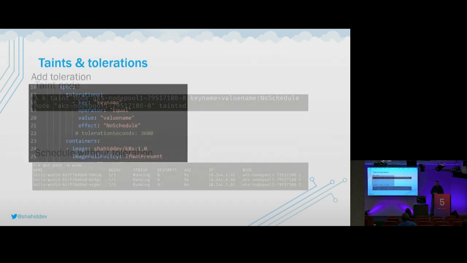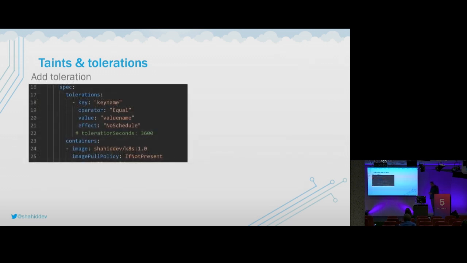So what we now need to do is apply a toleration in our spec. So now in our pod spec, we specify a toleration. We give it the same key value pair, and then we say NoSchedule. When we apply that, then our pod can basically tolerate that taint, and it will be scheduled on that node.